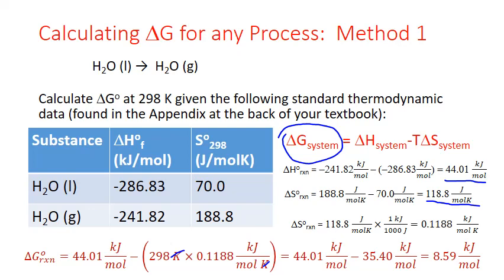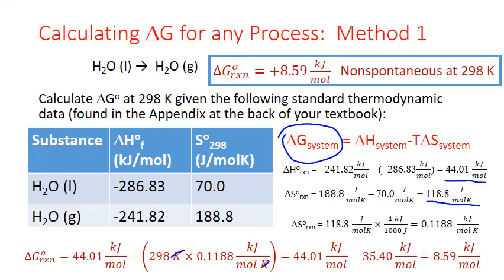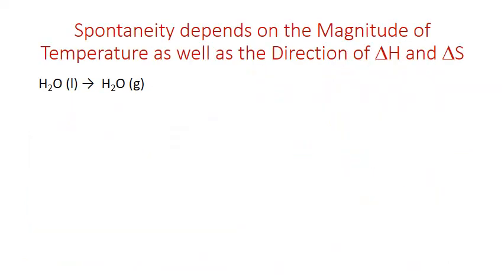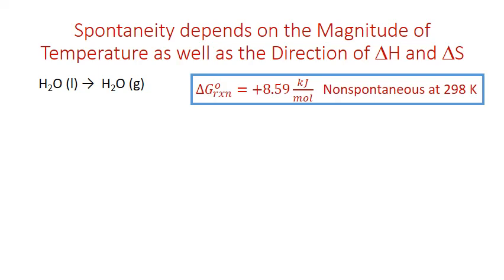So this indicates that the chemical potential energy of the system actually increases for this process at 298 Kelvin. In other words, this process is considered non-spontaneous at 298 Kelvin. So liquid water does not boil spontaneously at standard room temperature. While water does not boil spontaneously at 25 degrees Celsius, it does boil spontaneously at 100 degrees.